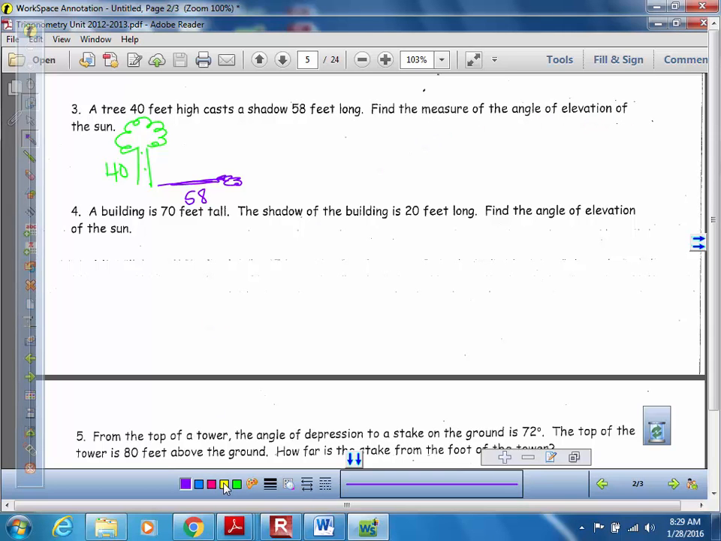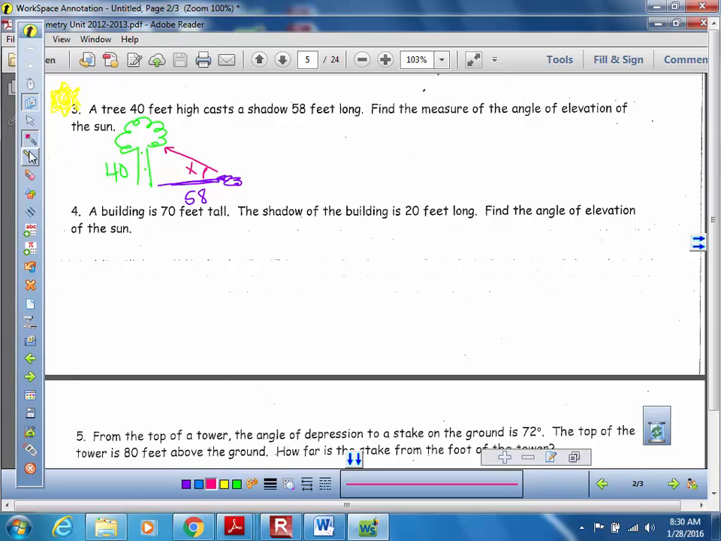So, some kids last year struggled with this. If our shadow is facing this way, that means the sun has to be behind the tree. So, our sun's somewhere right here, and they want to know the angle of elevation from the ground to the sun. So we're looking for this piece here that goes up to the sun. So this angle right here is what we want to know.